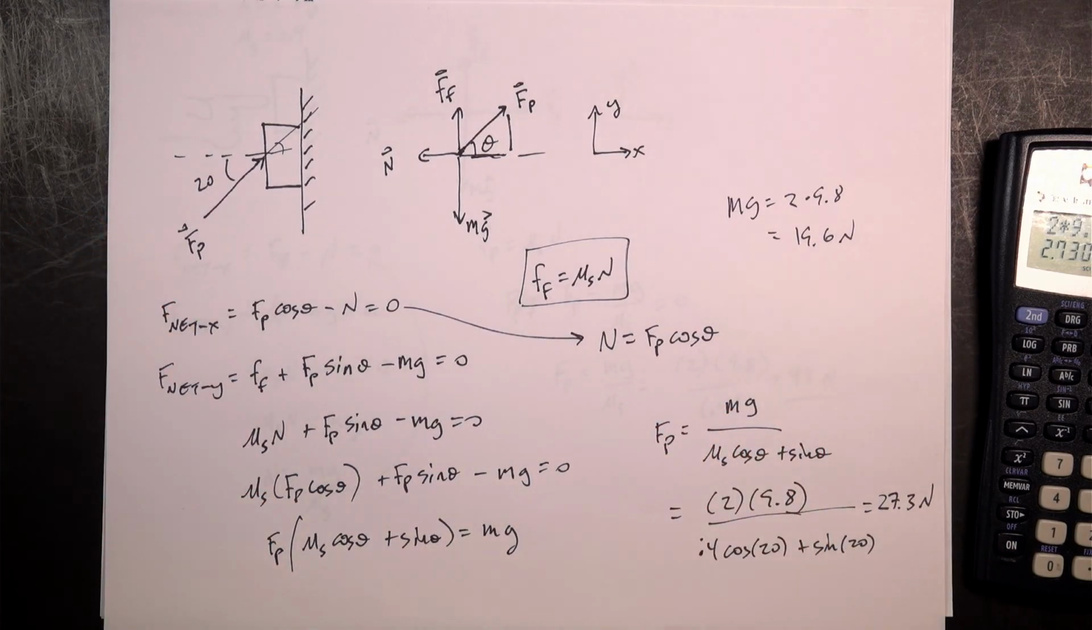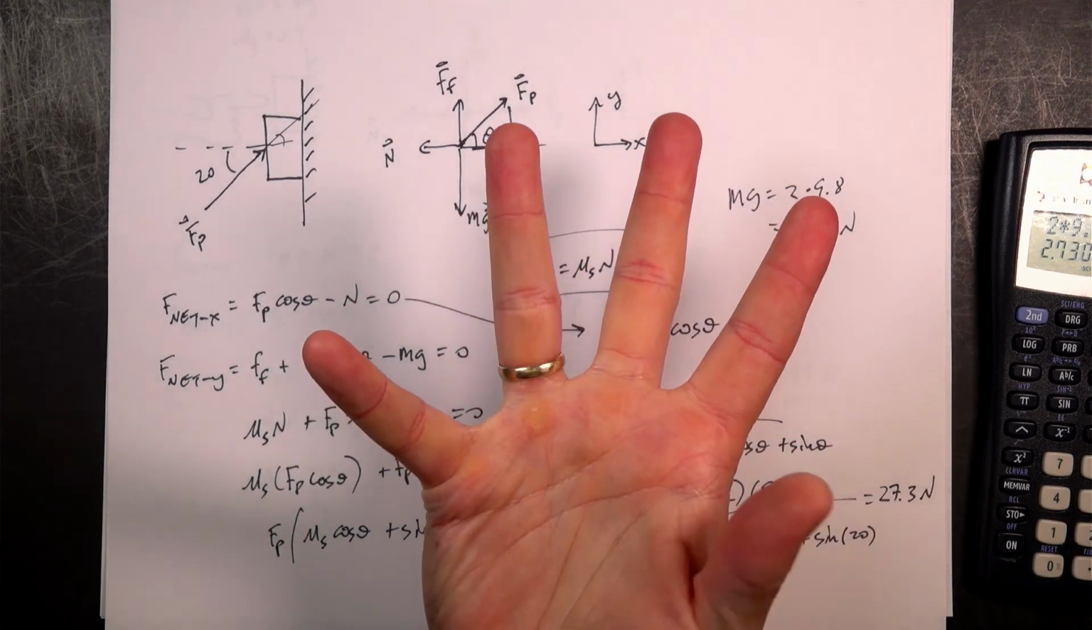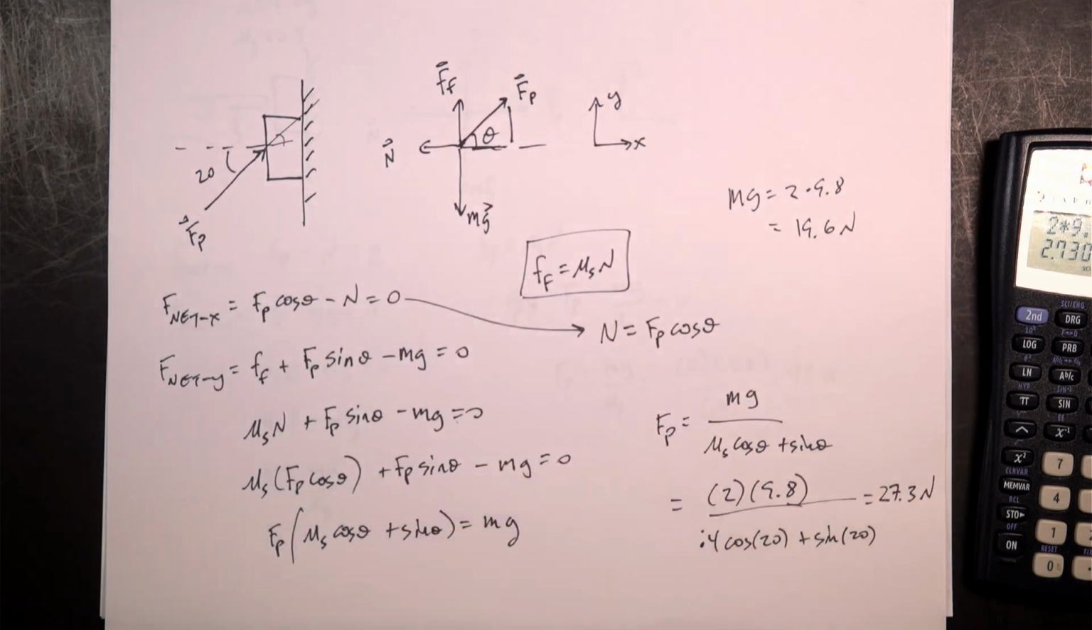Okay, so that was 4 problems. I told you I'd do 4. I did 4. 4, count them. See? 4 problems using friction and free body diagrams to help you practice. Hope that helps.